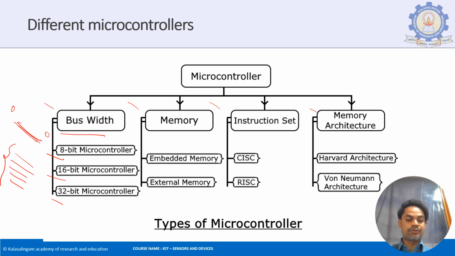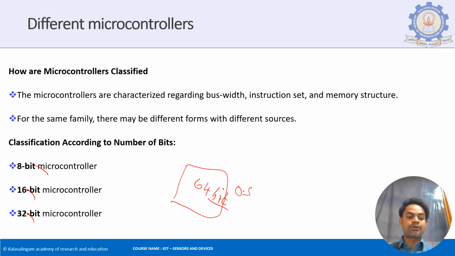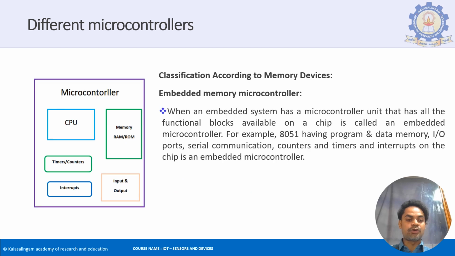And that is what you'll be seeing over here. You have either an 8-bit microcontroller, 16-bit microcontroller, or 32-bit microcontroller. The computers that you're using today, the OS, it is 64-bit. This is just an example for you to understand how many bits are being processed at the same time. So this is 8-bit, 16-bit, and 32-bit over here.